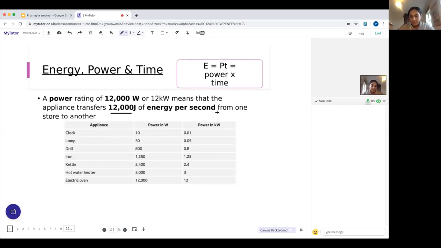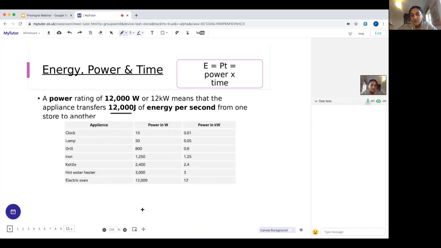into thermal energy. Okay, now you can see the various power ratings here of a few different appliances. A clock would only have a power rating of 10. It only needs 10 joules per second to transfer it into mechanical energy. So with the ticking of the clock, the electrical energy gets transferred into mechanical energy, but that's only needing 10 joules per second. It then goes up. As expected, a kettle would take more energy than a clock, and an oven would take more energy than a kettle.